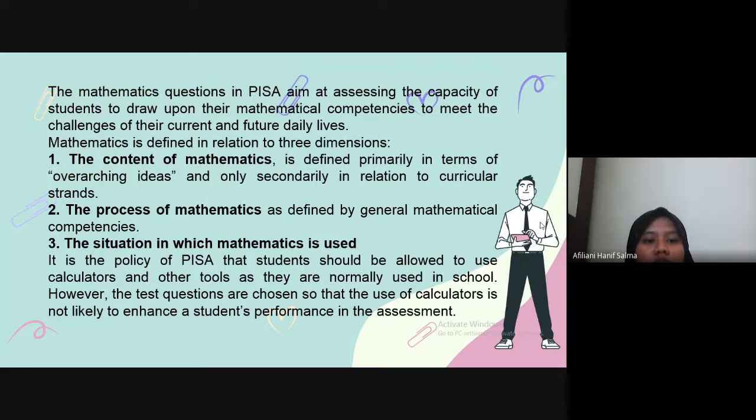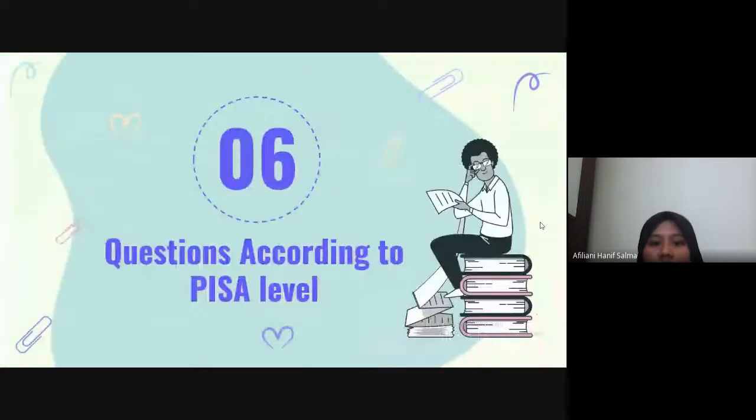And the second is the process of mathematics. This is defined by general mathematical competencies. And the third is the situation in which mathematics is used. It is the policy of PISA that students should be allowed to use calculators and other tools as they are normally used in school. However, the test questions are chosen so that the use of a calculator is not likely to enhance the student's performance in the assessment.